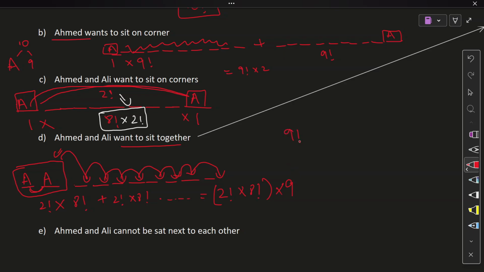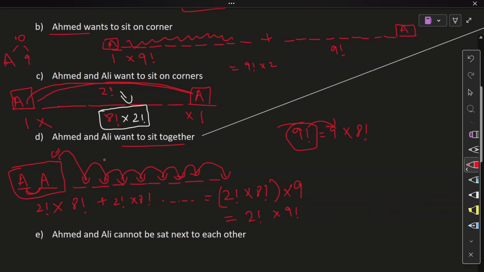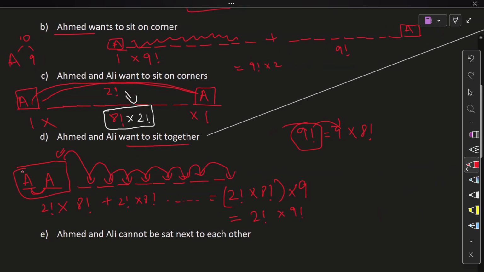Let's look into that. 9 factorial equals 9 into 8 into 7 into 6 into 5 into 4 into 3 into 2 into 1. That's just 8 factorial, right? So 9 factorial can be written like this. Don't you see the resemblance? So you can simply say 2 factorial into 9 factorial. So to make your lives even easier, if there is a simple case of them wanting to be seated together, deal with it inside the box.